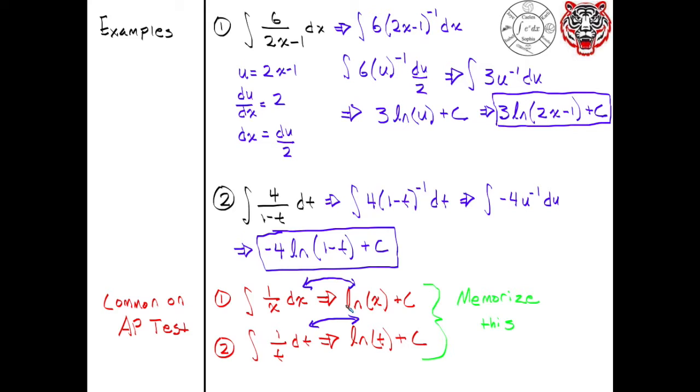All right, so moving on. Let's talk about some exponential antiderivatives. All right, so what's our example here? Let's say we have an integral of 2e to the power of 4x dx.